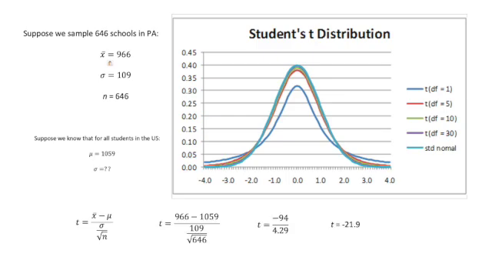So if we plug in our values for x bar, mu, sigma, and n, we get t is equal to 966 minus 1059 in the numerator, divided by 109, divided by the square root of 646. If we reduce this down, we get t is equal to negative 94, that is our difference of means in the numerator, divided by a weighted standard deviation of 4.29.